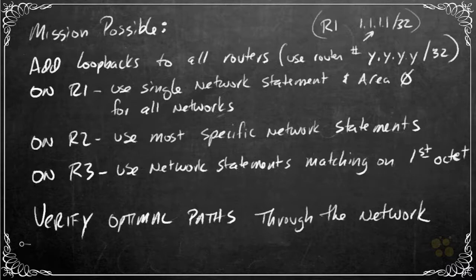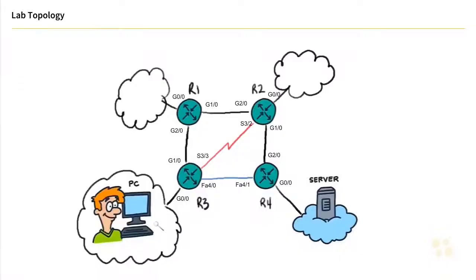Now, if you want to pause this right now and read the entire task list, that's fine. But what I'd like to do is let's tackle one step at a time. So let's go ahead and do the first task of going to each of the routers 1, 2, 3, and 4, adding the loopbacks, and then we'll check that off the list and come down to step number 2. And as a refresher, here is our topology we'll be working with: R1, R2, R3, and R4.